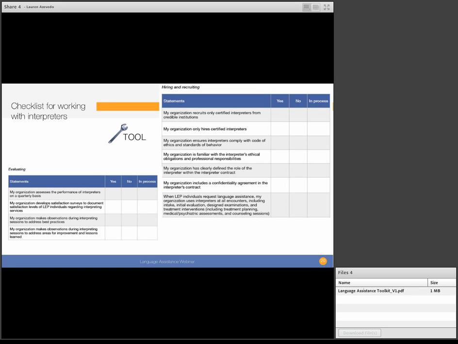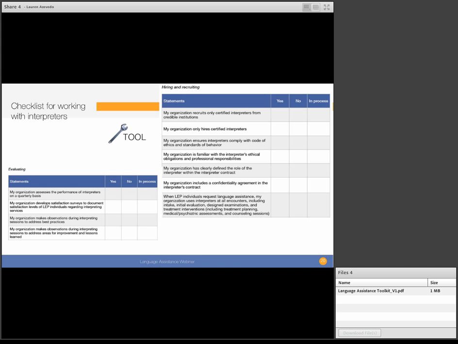So the tools that are provided in this toolkit address four different levels of analysis and four different levels of implementation of language assistance policies. So the first one is at the individual level, where you want feedback from the LEP individual to see if they are getting the language assistance services, and so they can assess the quality.